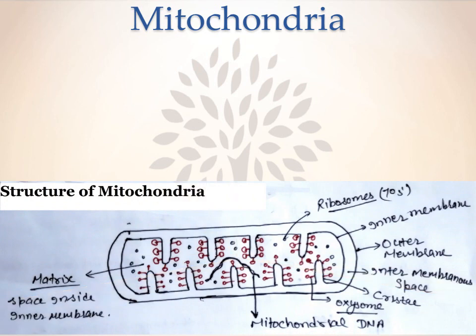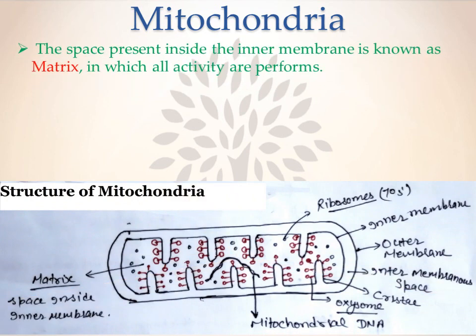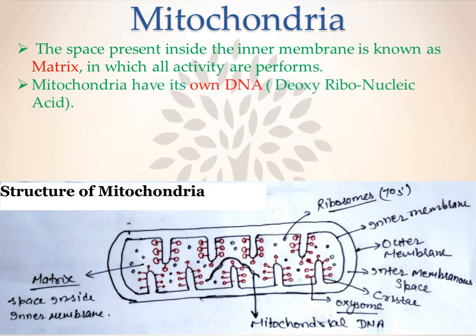This is the structure again that we are going to discuss regarding the mitochondria. So this is the picture. The space present inside the inner membrane is known as matrix. We already discussed this, and all activities are performed in it. Mitochondria have their own DNA. DNA's full form is deoxyribonucleic acid. It has its own ribosomes.